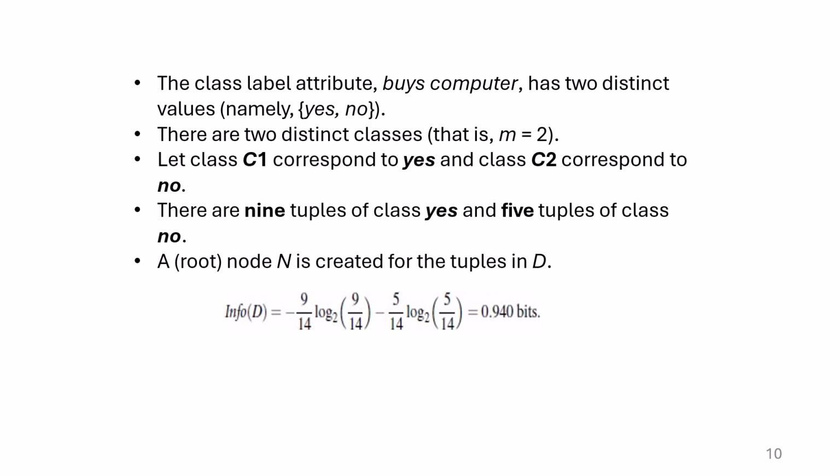A root node N is created for the tuples in dataset D. To find the splitting criterion for these tuples, we must compute the information gain of each attribute. We can use the following equation to compute the expected information needed to classify a tuple in dataset D. Info(D) equals minus 9 by 14 log of 9 by 14 minus 5 by 14 log of 5 by 14, which equals 0.940 bits.